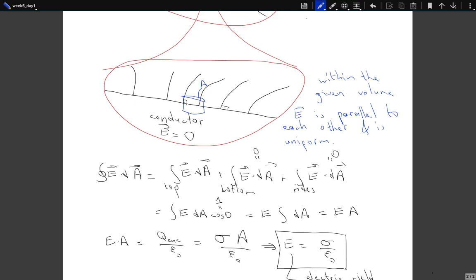Well, the bottom doesn't have to be a plane. It can be any shape, in fact. The side. What is the direction of dA on the side? dA is horizontal. dA is perpendicular to the surface. This is the direction of dA. Well, depending on where you are, it can be pointing anywhere, but it has to be horizontal. Electric field is vertical. So the angle between them is 90 degrees. So their scalar product is zero.